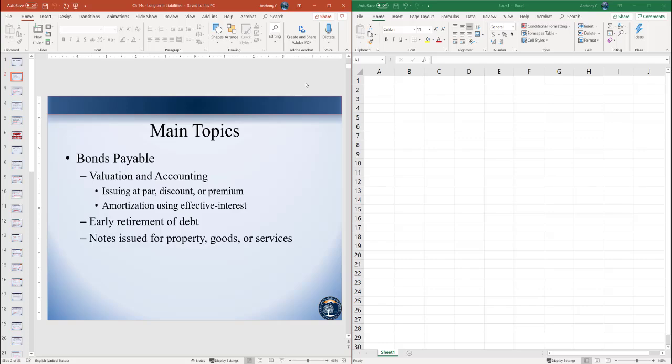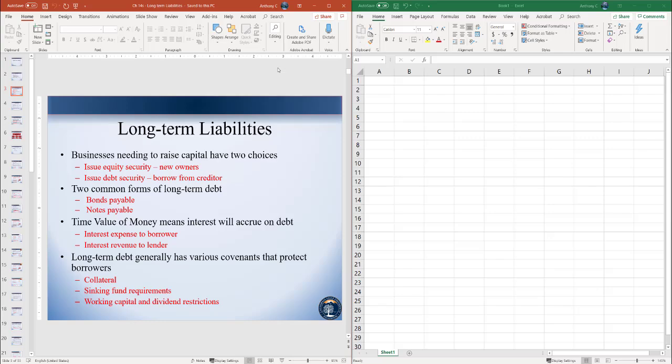Then we'll talk about how we retire bonds. So in other words, when we go to pay back the bond, or if we decide to pay back the bond early, how would we account for that? And then the last topic is notes issued for property, goods, or services. We may talk a little bit about this, but we're not going to go too far into depth into that. So first we'll go over a brief general overview of long-term liabilities.